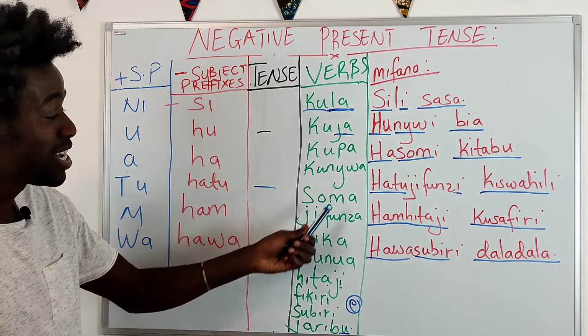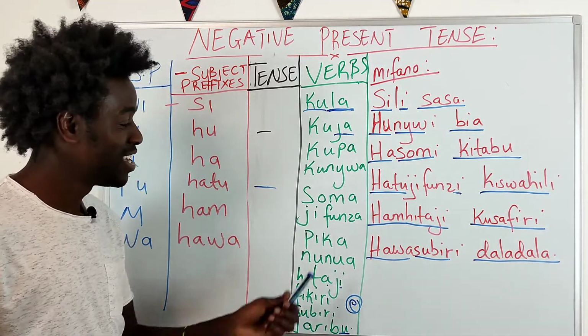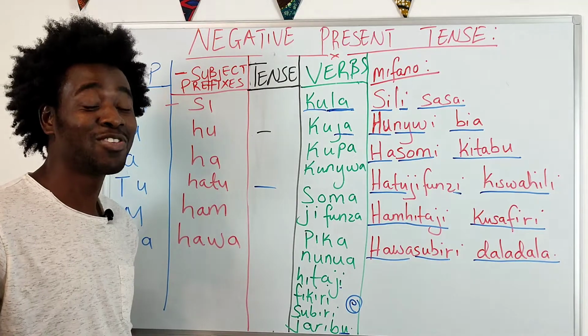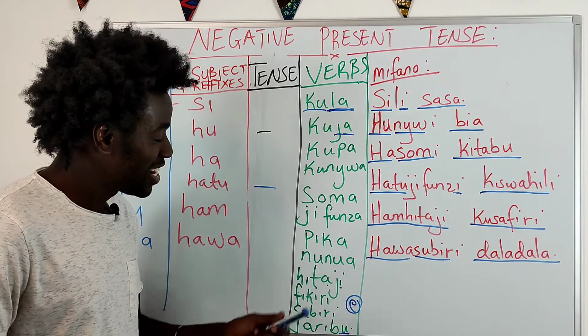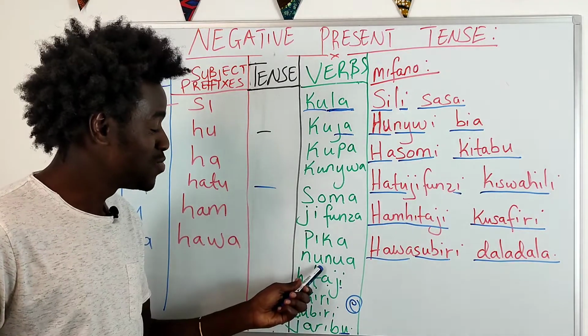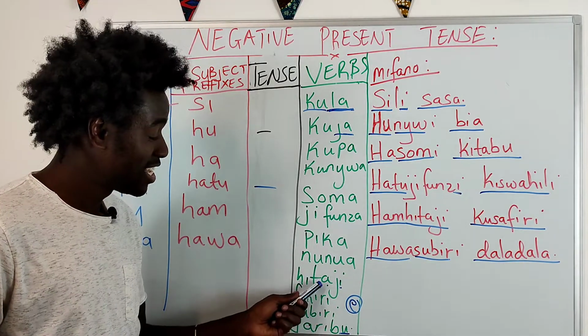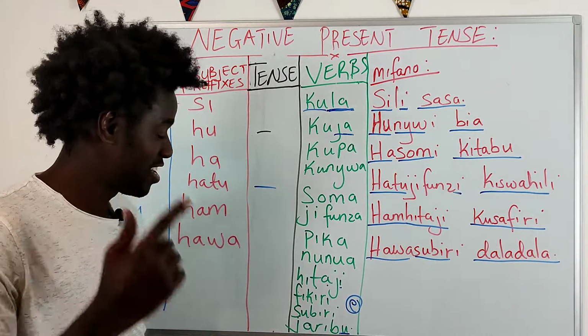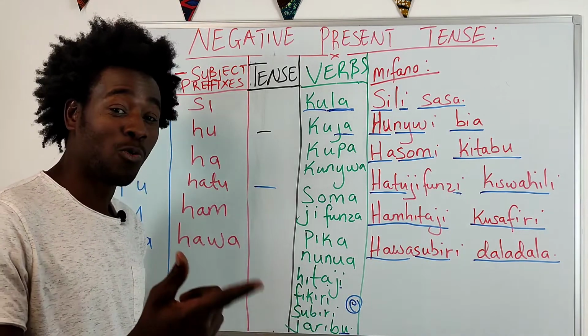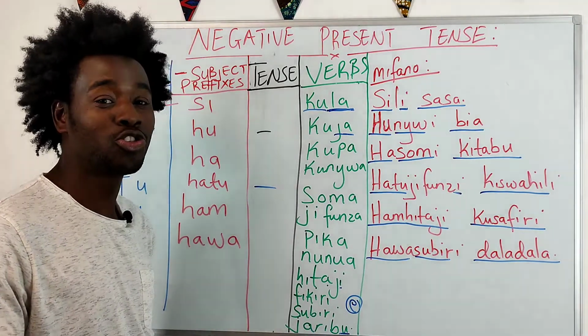For example, soma, this means to read. Jifunza, this means to learn. For example, now we are learning Swahili. And pika, this means to cook. Nunua, buy. Hitaji, need. Fikiri, think. Subiri, wait. And jaribu, try.